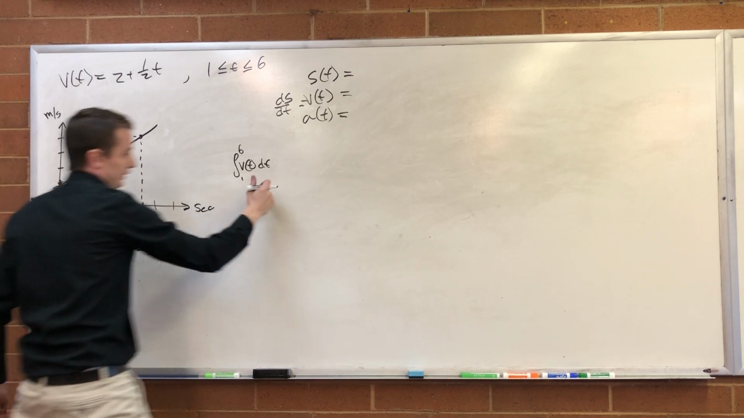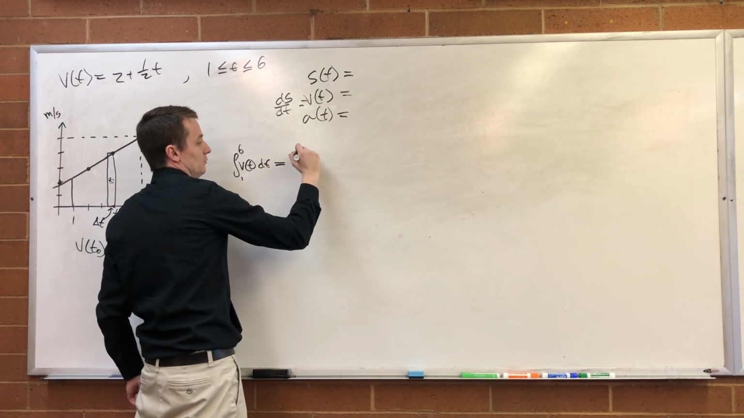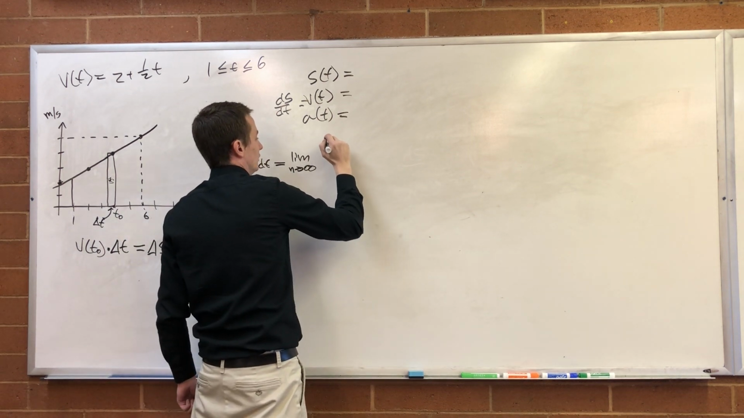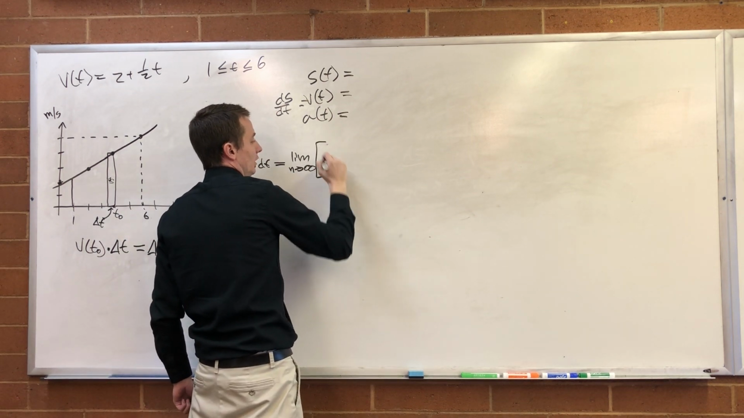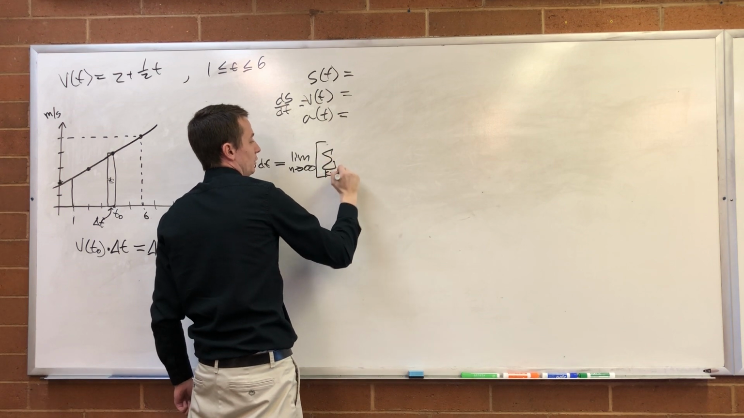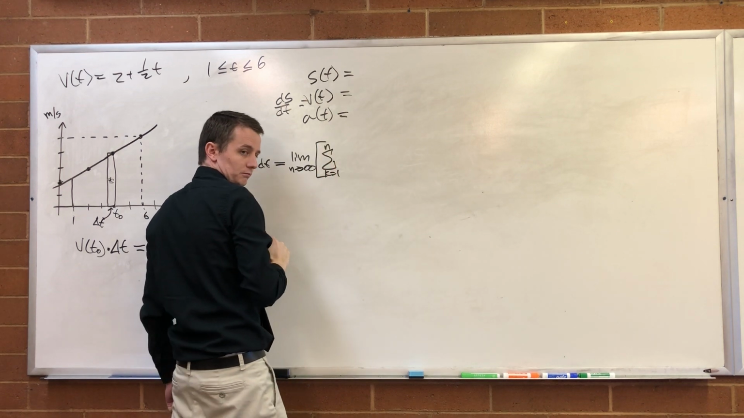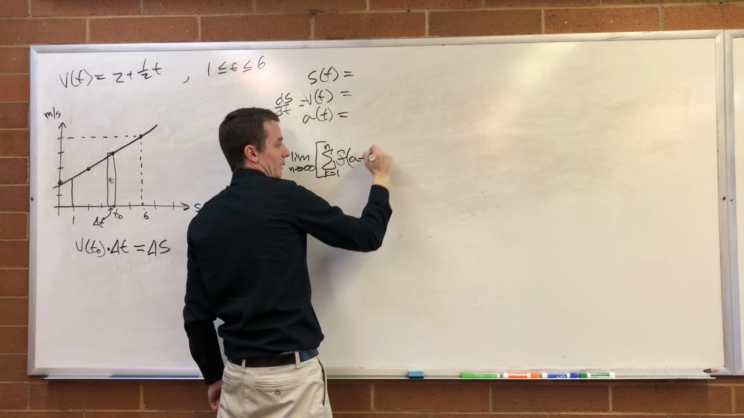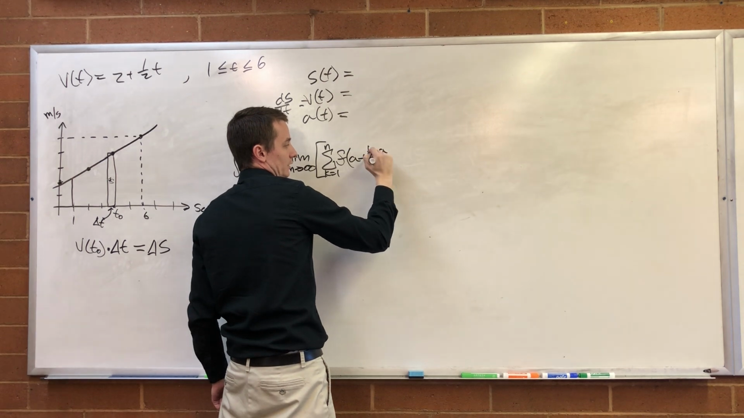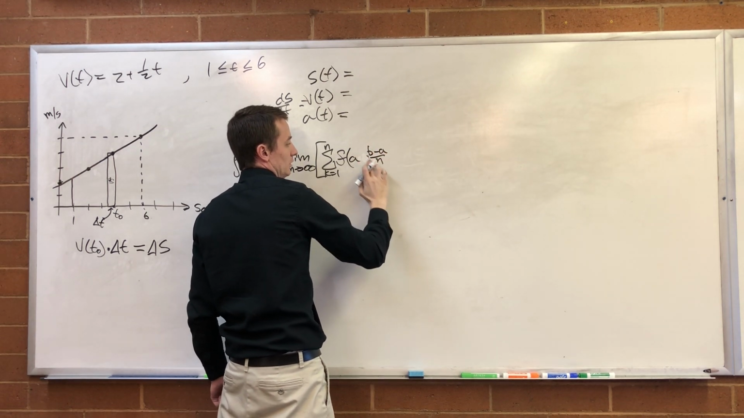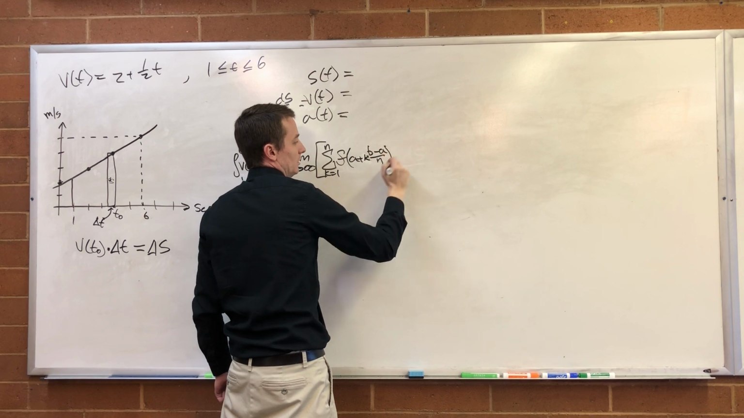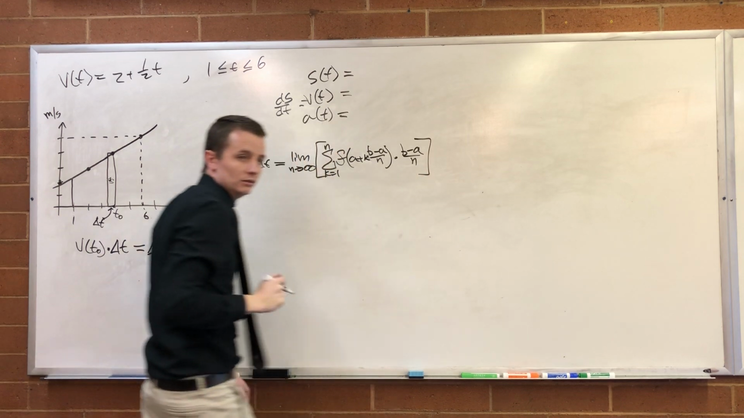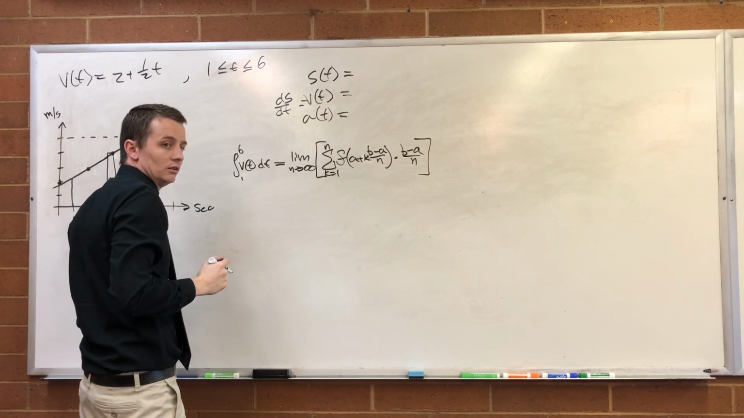So here's what we're calculating. We know that this is equal to the limit as n approaches infinity of, parentheses, the sum from k equals 1 to n of f of a plus b minus a over n times k, times b minus a over n. Right? Oh, so we can just use that.